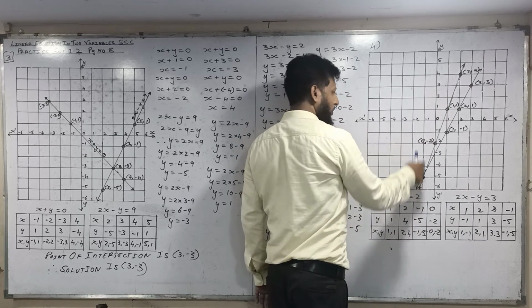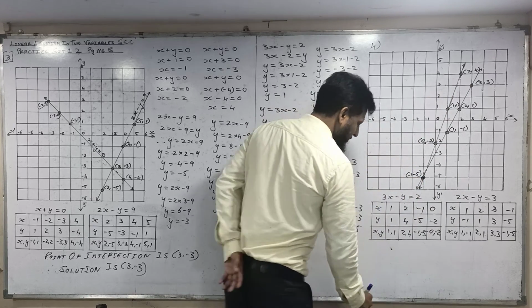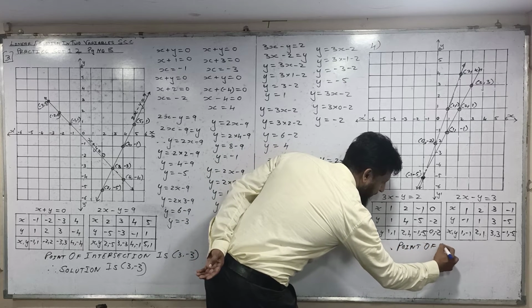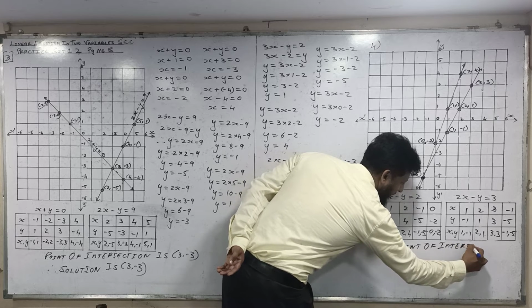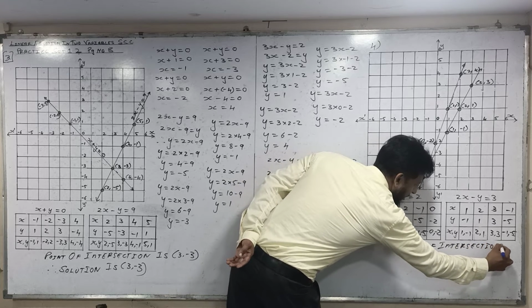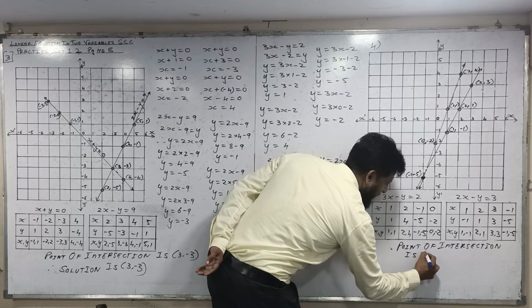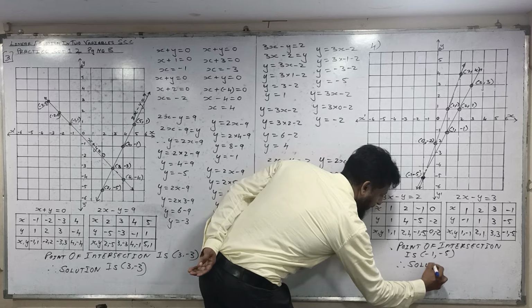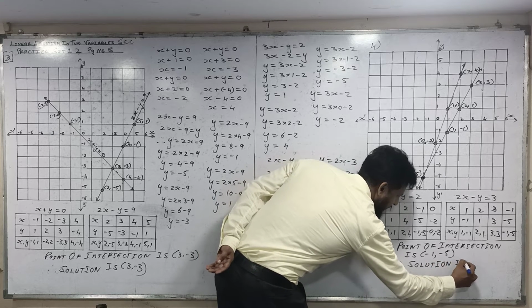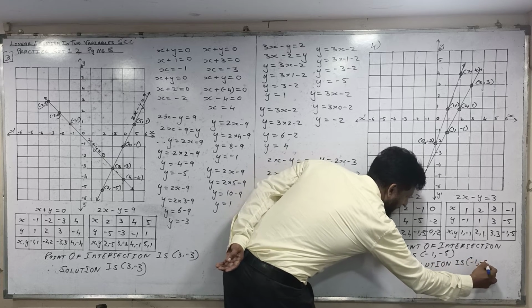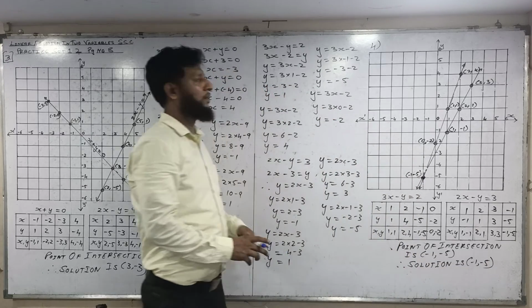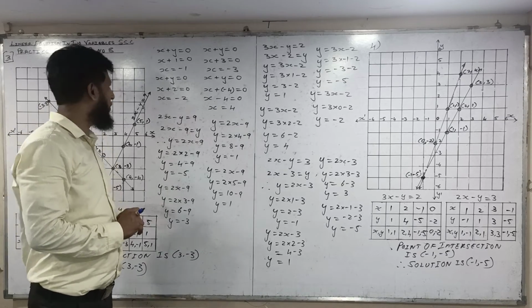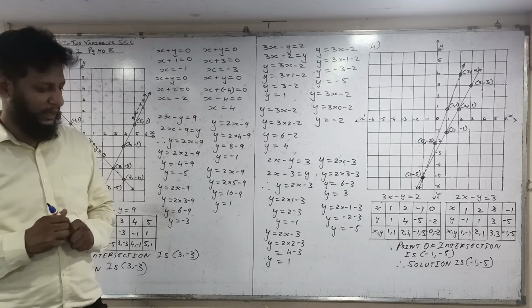X value minus 1 and y value minus 5. So write here point of intersection is x value minus 1, y value minus 5. Therefore solution is minus 1, minus 5. So we have done this sum, third and fourth. Now fifth and sixth. So this exercise will finish.